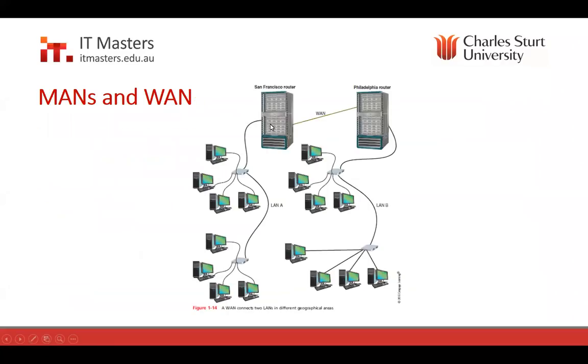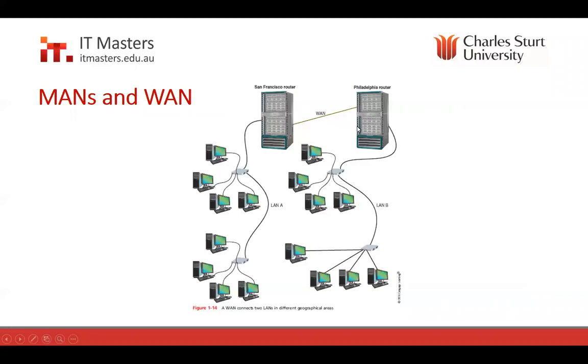So that's an example of a WAN. We've got a couple of routers. We've got one in San Francisco and one in Philly. We've got a link between them. What that is, we don't care at this juncture. So obviously between San Fran and Philly is a fair distance. So that's a wide area network.